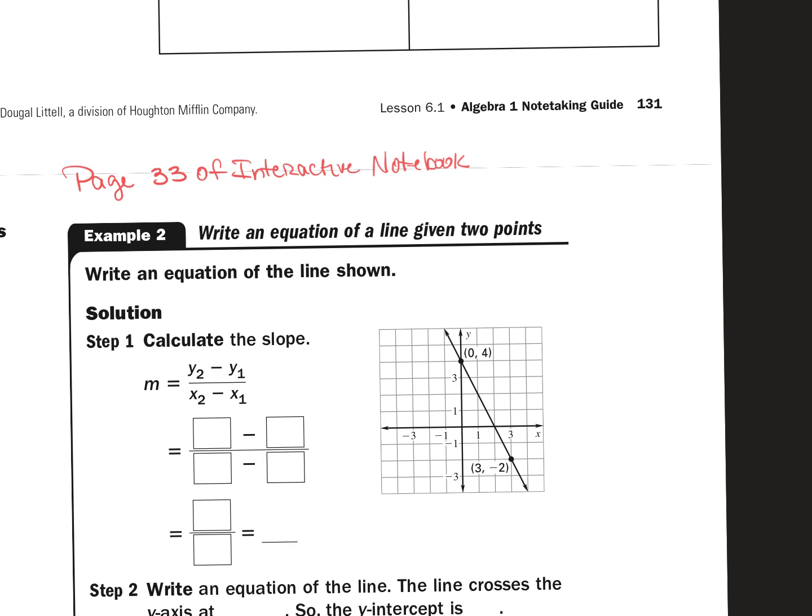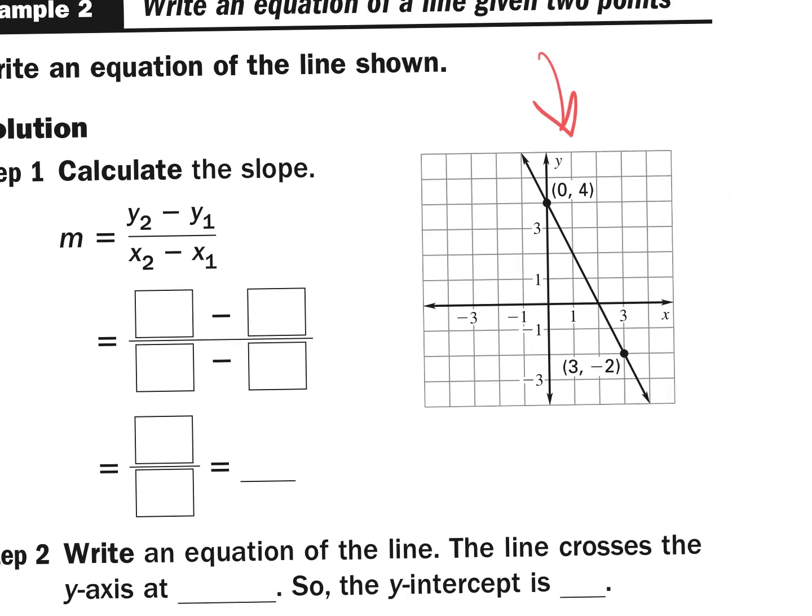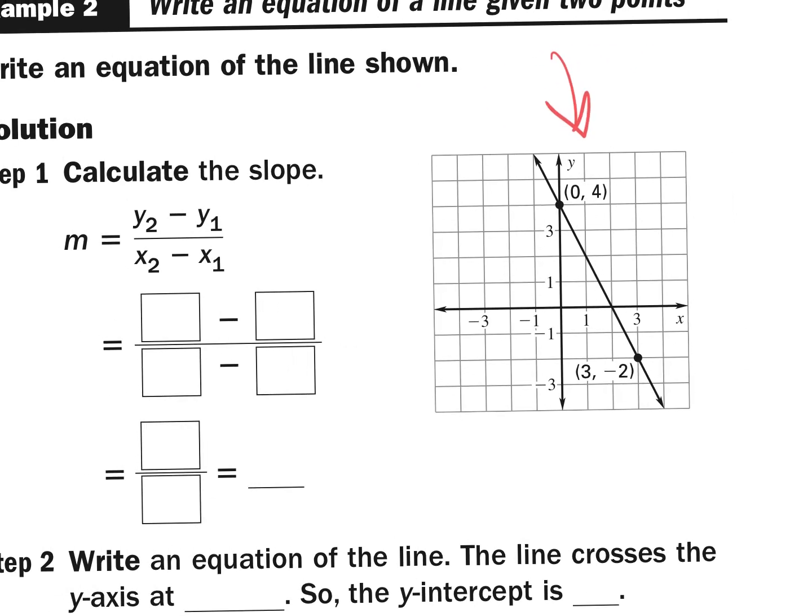All right. This says write an equation of a line given 2 points. So we're going to use this graph and these 2 points to calculate the slope. This part is also review. I'm going to erase this because I want to make it bigger so that we can identify our points. Again, you're going to label your points. This is x1 and y1, x2 and y2.